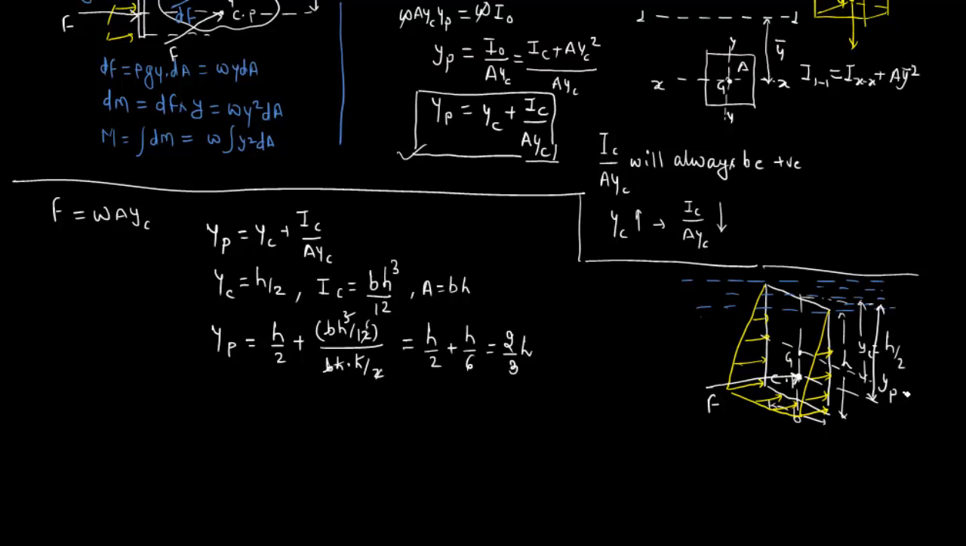So our yp is 2/3 of h. Okay, so you can see here yc is h by 2 and yp is 2/3 of h. Obviously yp is larger than yc.